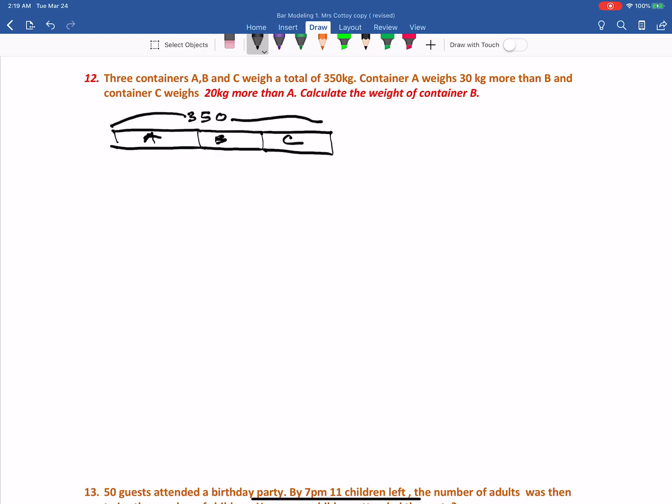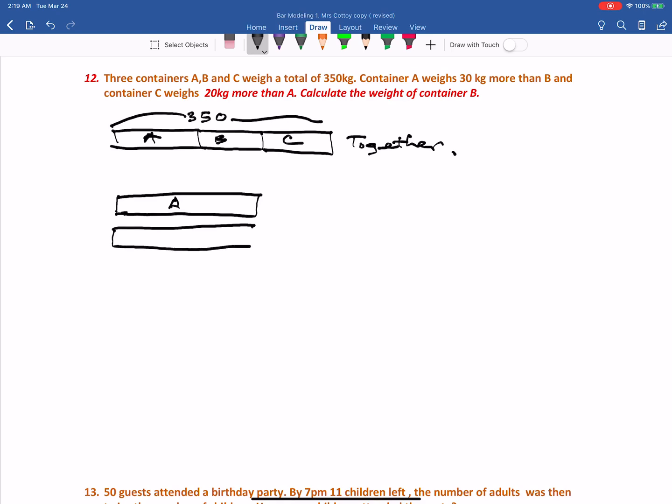Container A weighs 30 more kilograms than B. So I'm going to separate them now. This is being together. I'm going to separate them for comparison. So we have A, which is supposed to be 30 more than B. So I'm going to draw B first as though they were the same. Then I'm going to, no, I shouldn't have done that. Yes.